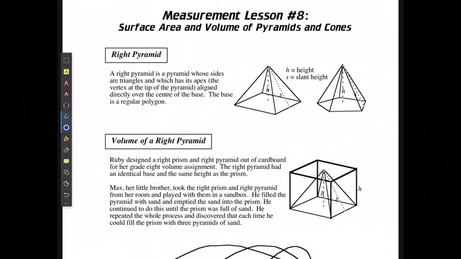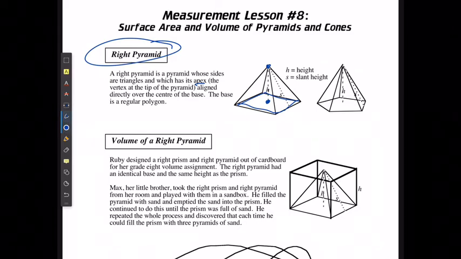Okay, next we're going to take a look at the surface area and volume of pyramids and cones. So first, a right pyramid is a pyramid whose sides are triangles and which has its apex, the very top or the very peak of it, aligned over the exact center of the polygon base. So this has to be exactly in the center of this square shape on the bottom.